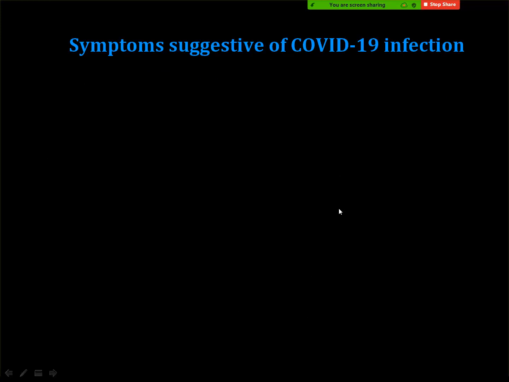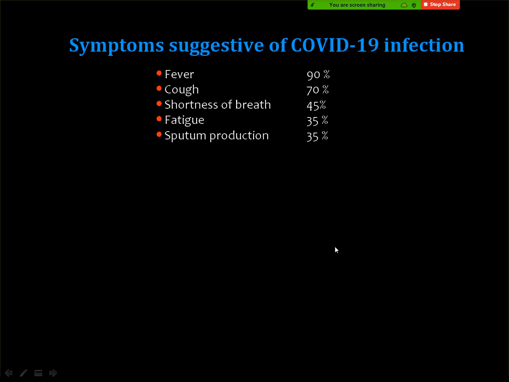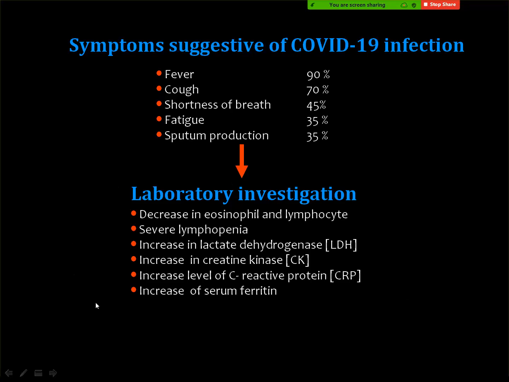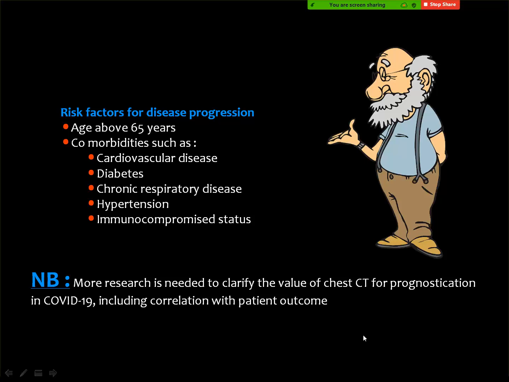Then what is the behavior if a patient has symptoms suggestive of COVID-19 infection, which include fever, cough, shortness of breath, fatigue, and sputum? There are two options. Either you go first for laboratory investigation or you go for CT. Then you perform CT in all cases for two reasons. Number one, it may help in the diagnosis. Number two, it is used as a baseline if complications happen to the patient.